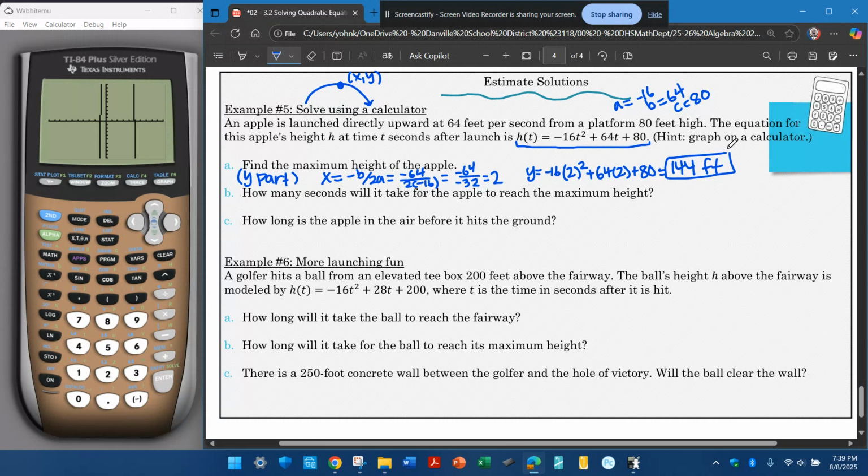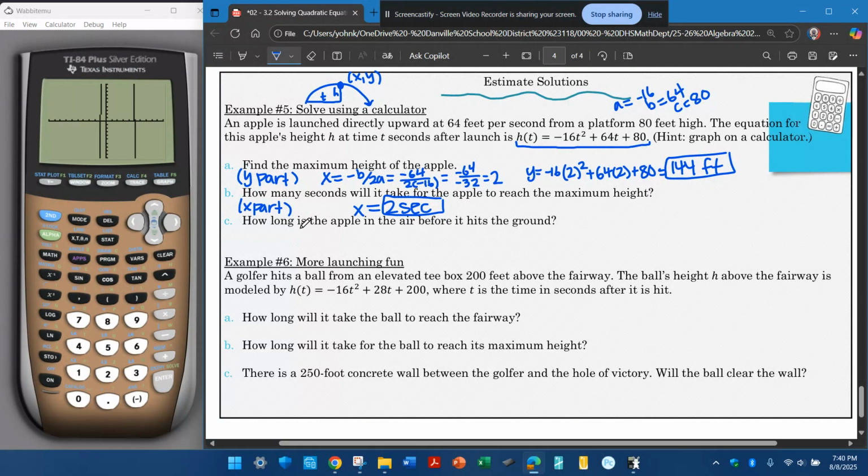That's pretty tall. Part B wants to know how many seconds it will take for the apple to reach the maximum height. Well, how long it takes to reach the maximum height is the x part of the vertex. Because remember, time is your x value and your height is your y value. So you have time and you have height. So guess what? You already did it, and the answer was 2, so we can say 2 seconds.